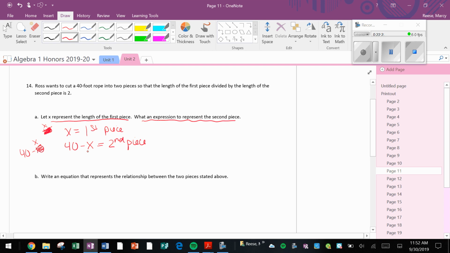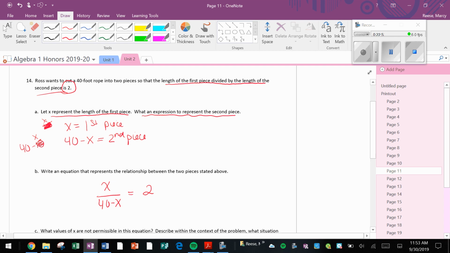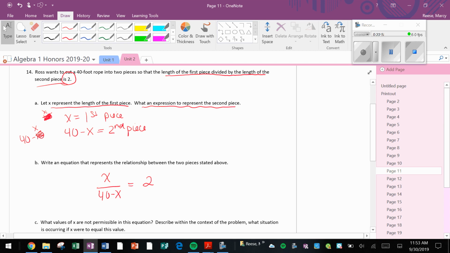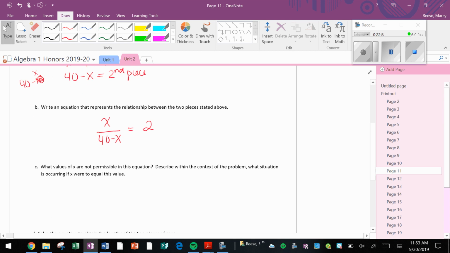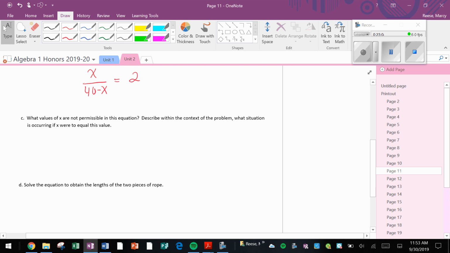All right, now it says write an equation that represents the relationship between the 2 pieces stated above. Now remember what it said. They cut it into 2 pieces so that the length of the first piece divided by the length of the second piece is equal to 2. All right. Now, I know that seems kind of tricky, but at least we set you up with it. Now, what I want you to do for the rest is to take that equation from B, and then you're going to answer C, and then you're going to solve for it in D.